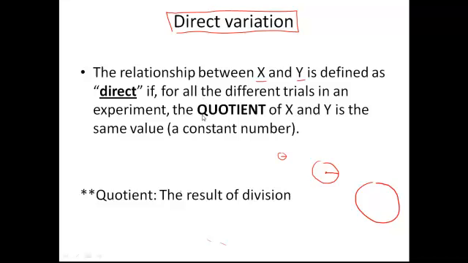Okay, and just as a reminder, quotient is the result of division. So the biggest thing about direct variation is that the relationship between the two is linked by some sort of quotient being a constant. Okay, that's how your book had it.